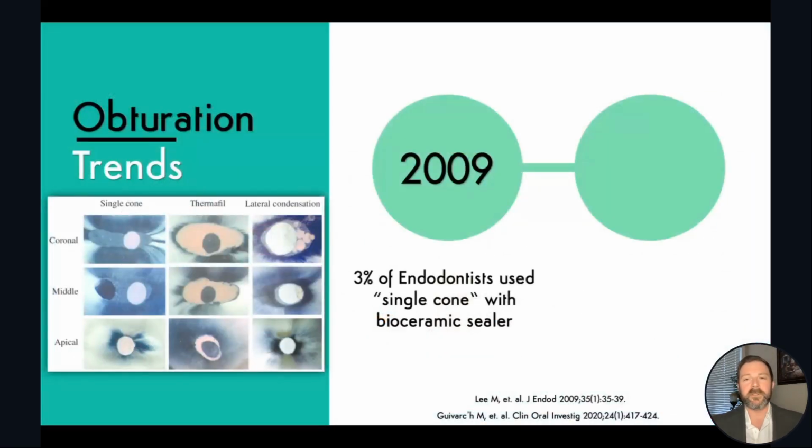Along with the premixed materials, I want to talk about the obturation trends and obturation techniques, because historically it was a gutta percha centric obturation. In other words, we're using sealer, but we're trying to fill that canal with as much gutta percha as we possibly can. So back in 2009, only 3% of endodontists were using a single cone with a bioceramic.